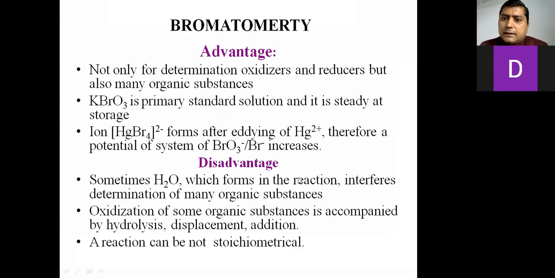Advantages: not only can oxidizing and reducing agents be determined, but many substances can be. Potassium bromate is the primary standard that we use, and bromic acid is formed. Disadvantages: it can interfere with many organic substances, and displacement and addition reactions can take place. So it is not used as much as the others.